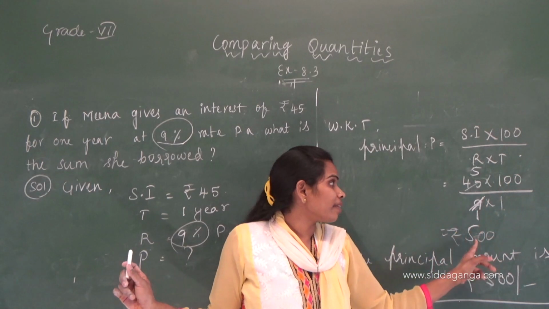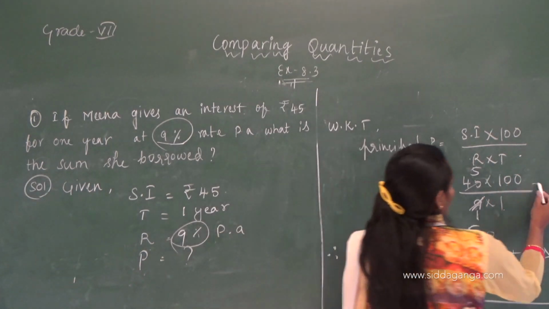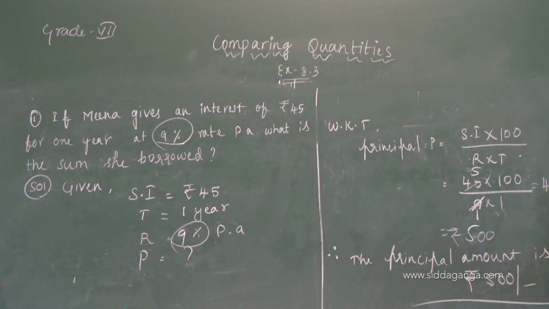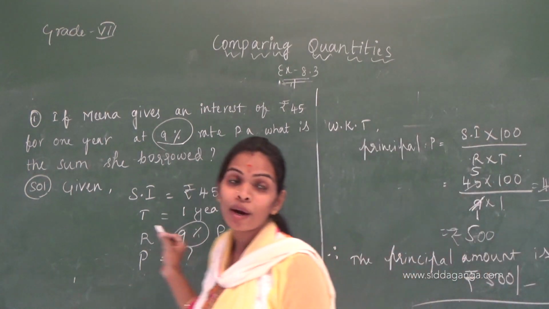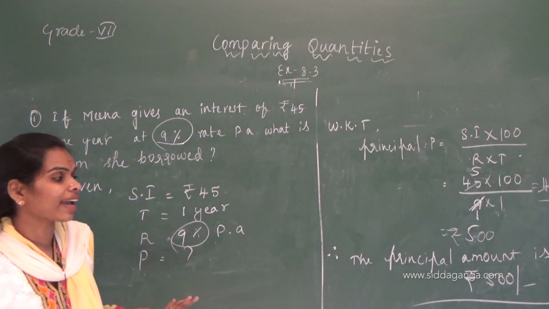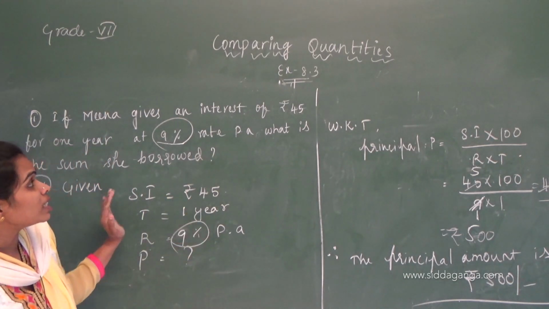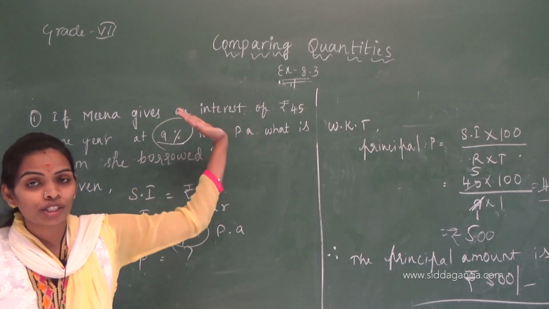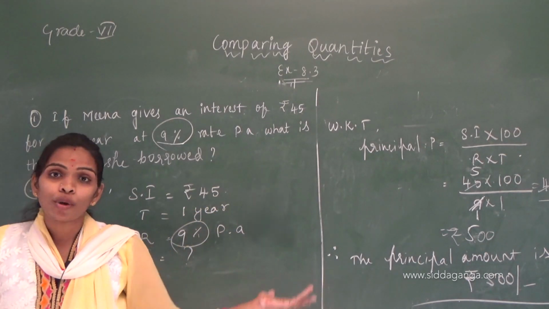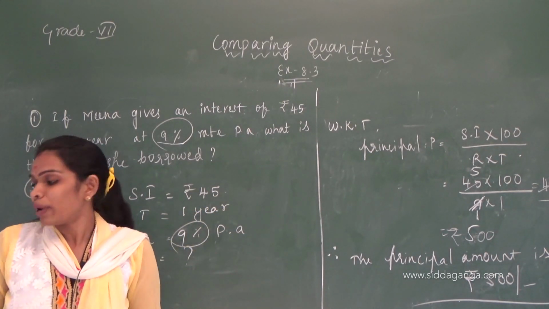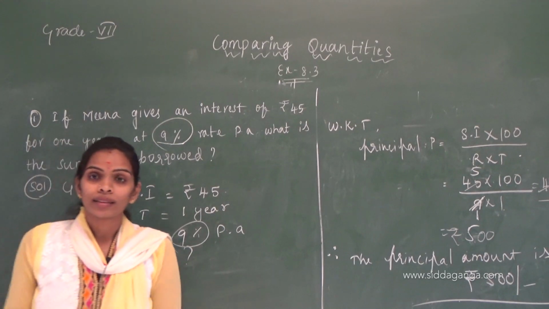45 into 100, that means 4500 divided by 9. We can do it as ones are 500, or otherwise we can take cancellation. Lastly, the conclusion: after writing all the transactions, you can write that the principal amount is rupees 500. Okay, thank you children.